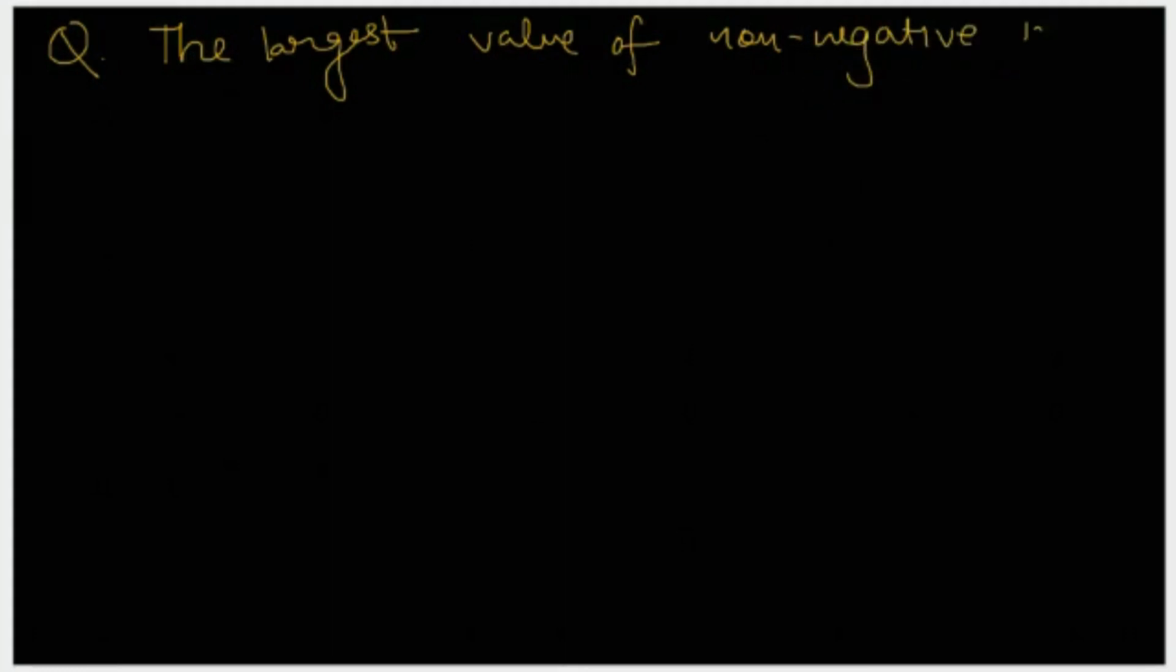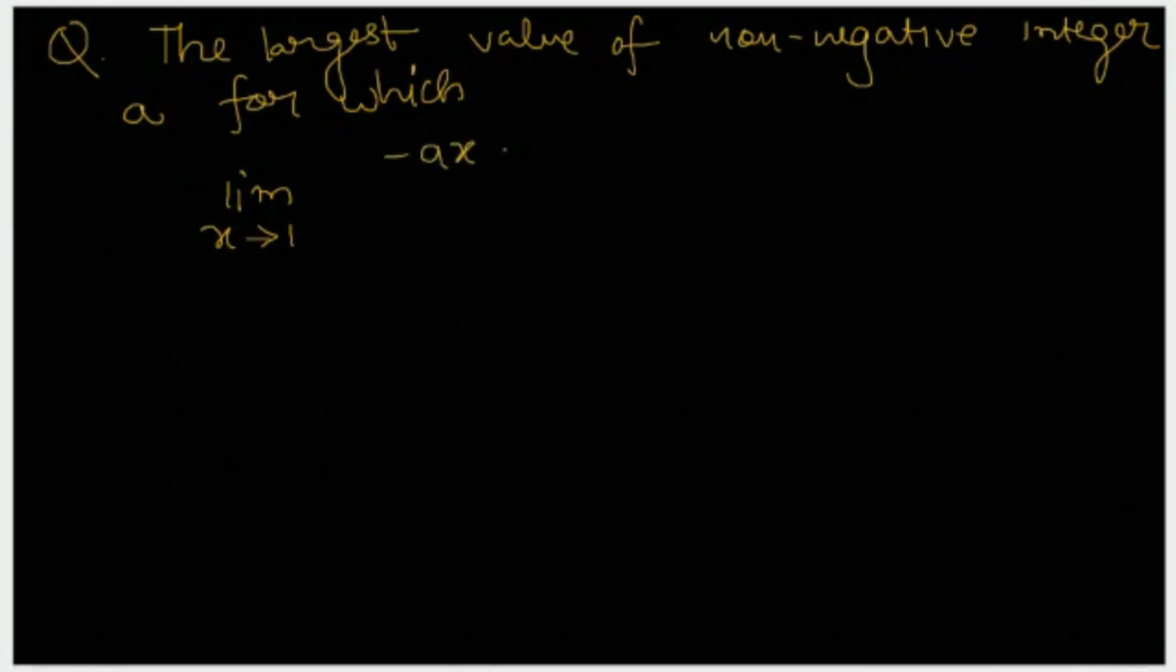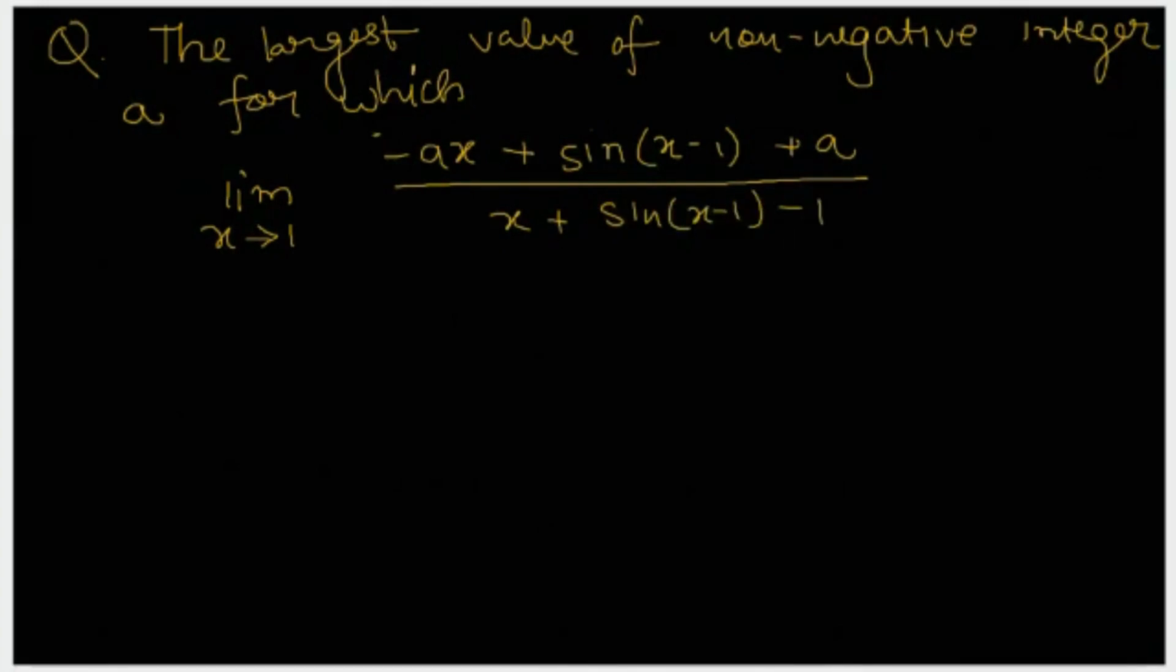The next question is: the largest value of non-negative integer a for which limit x tends to 1 of [(-ax + sin(x-1) + a) / (x + sin(x-1) - 1)] to the power (1-x)/(1-√x) is equal to 1/4.